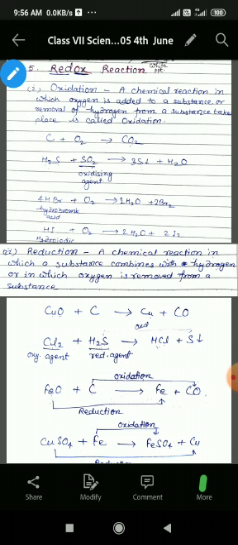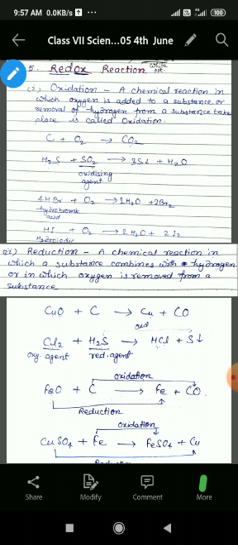To understand both, students, first of all we'll discuss oxidation reaction. What is oxidation reaction, students? You can see on the screen that a chemical reaction in which oxygen is added to a substance or removal of hydrogen from a substance takes place is called oxidation. Here, in two conditions we will say the reaction is oxidation. Number one, if oxygen is added to a substance. Number two, if hydrogen is removed from a substance. In both conditions we will say the reaction is an oxidation reaction.